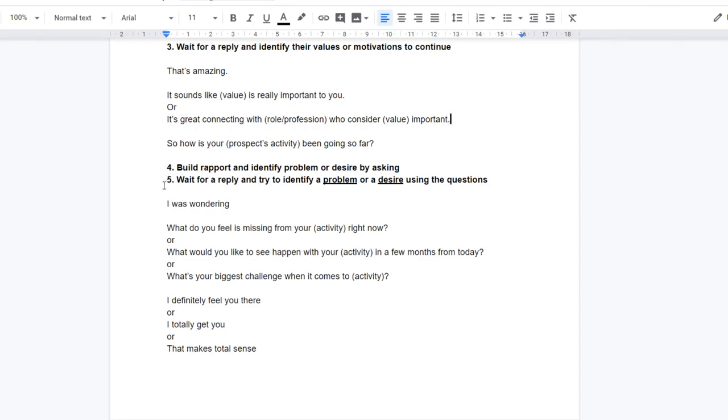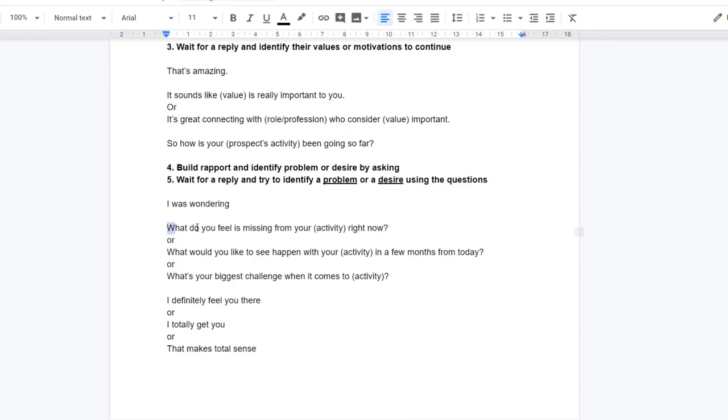Now, step 5, wait for a reply, and then try to identify a problem or a desire, using the questions. I was wondering, what do you feel is missing from your life activity right now, from your personal life, from your love life, from your relationship right now, from your fitness journey right now. Depends on your niche. And the prospect will answer and will say, yeah, I don't have the right coach, I don't have the right diet, I can't stick with my routines or something like that.